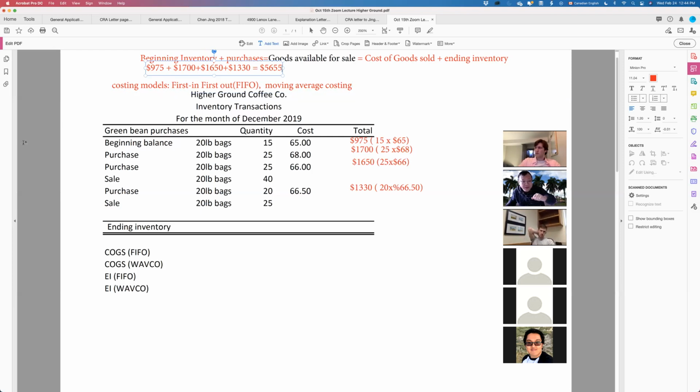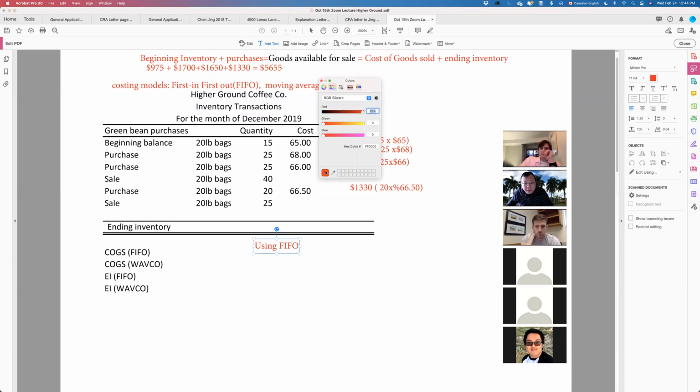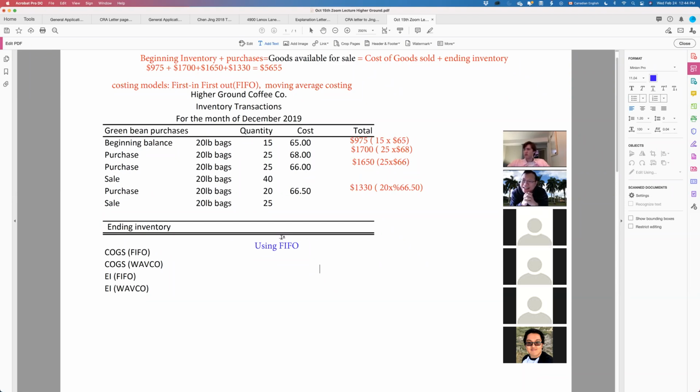Now I'm going to use FIFO, and I'm going to use a different color just for your benefit. I pick blue. So I'm going to use FIFO, first in, first out. I want to ask you a question. Think about the ending inventory. In the ending inventory, are those items the new items or the old items?